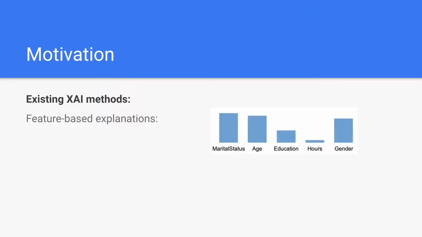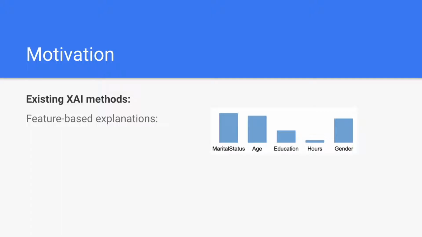However, these feature-based explanations fail to generate diagnostic explanations that can let users trace the unexpected or discriminatory algorithmic behavior back to its training data. Hence, they cannot be used to debug the bias.